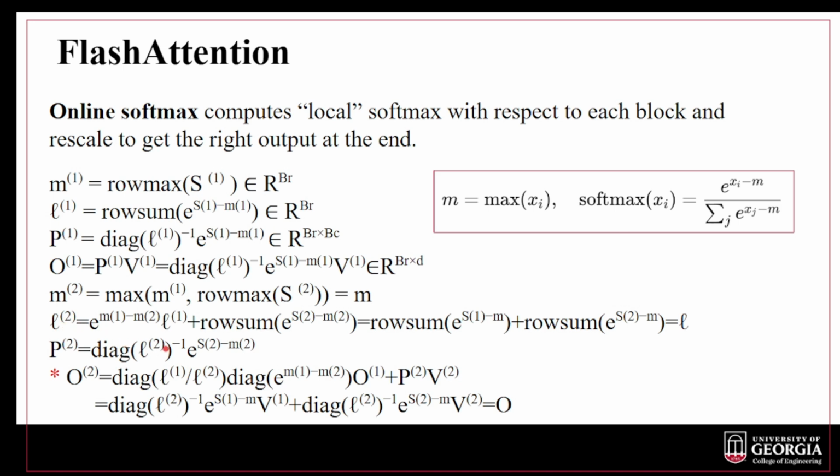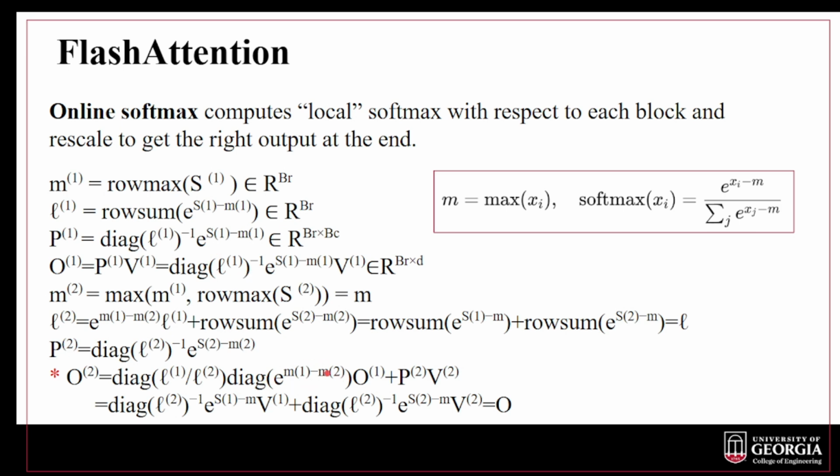Now we can easily compute the local softmax for the second block. Finally, we sum the two parts, each following the attention equation P times V. Here, another mathematical trick is applied. We multiply by a factor that rescales the O1. We can see this vector, we multiply them here, this term and this term. This term multiplied together cancels the previous L1.